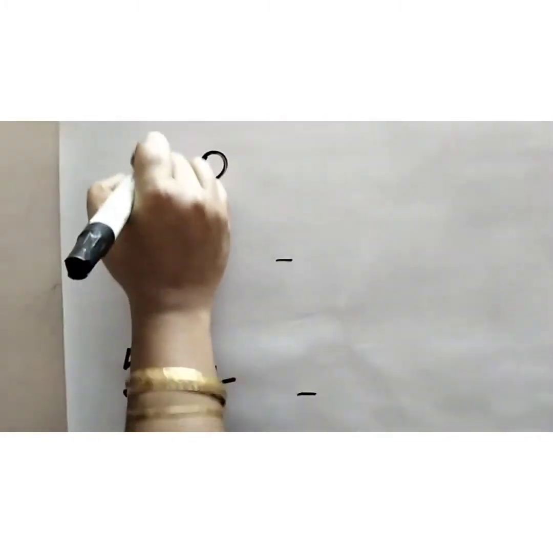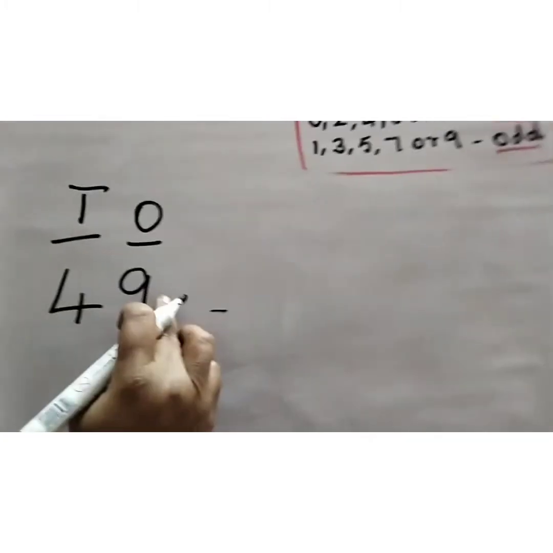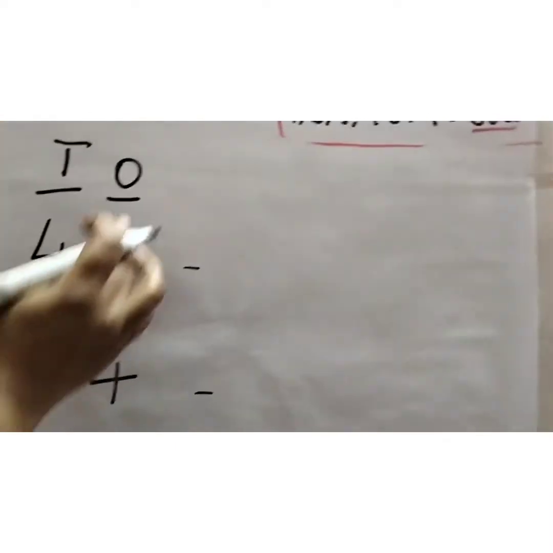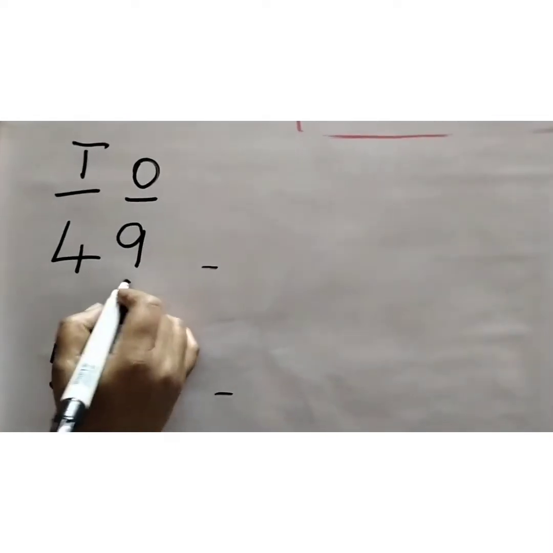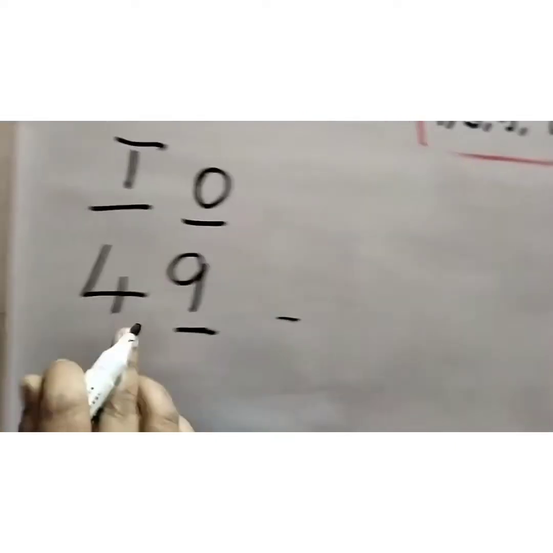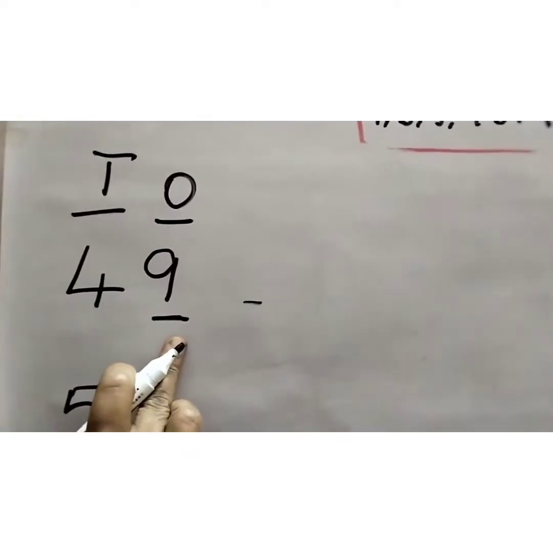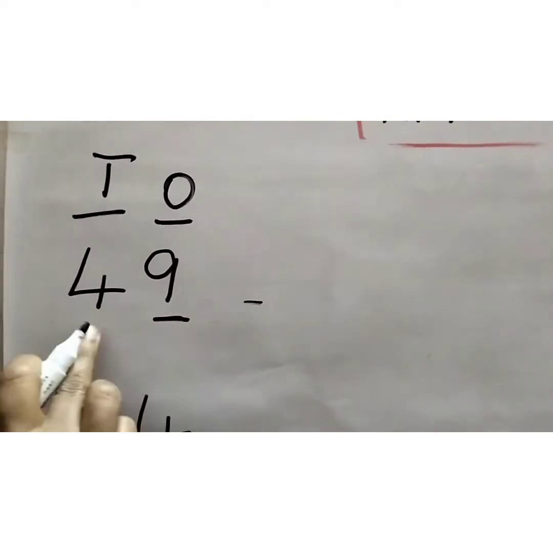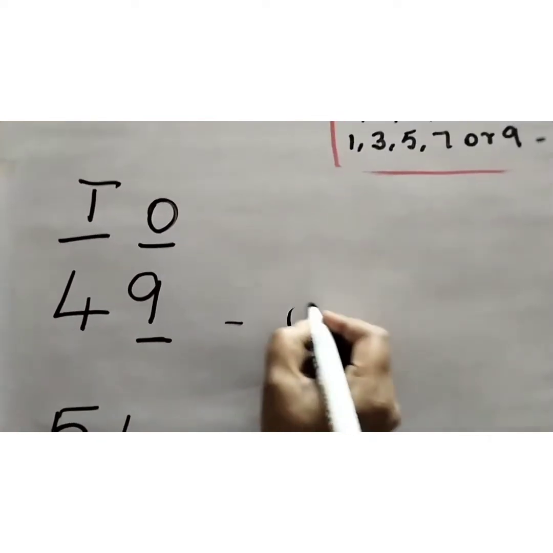Write the place value first. Look at the ones place. What is the number in the ones place? It is 9 here. If it is 9 in its ones place, the number 49 is an odd number.